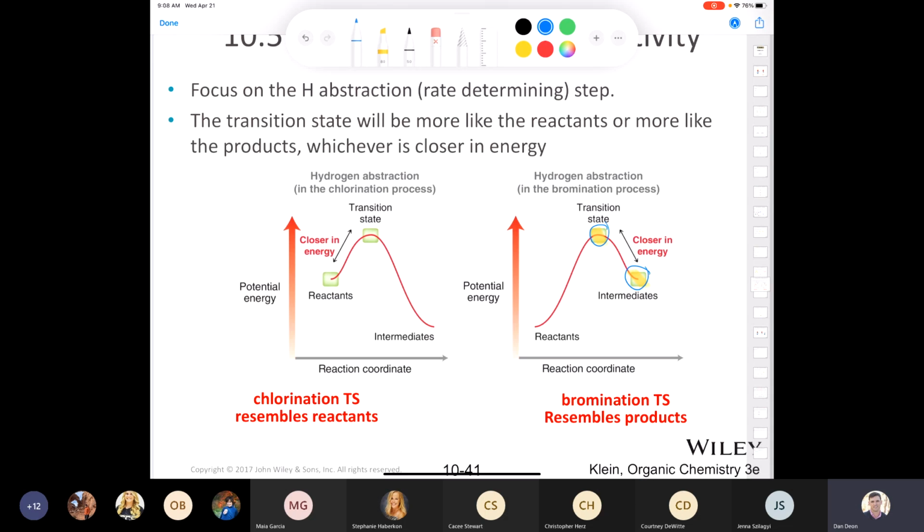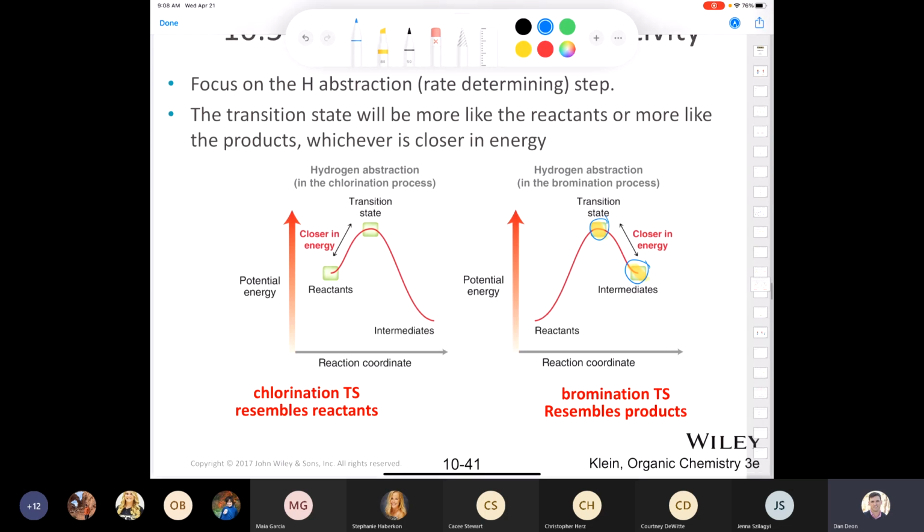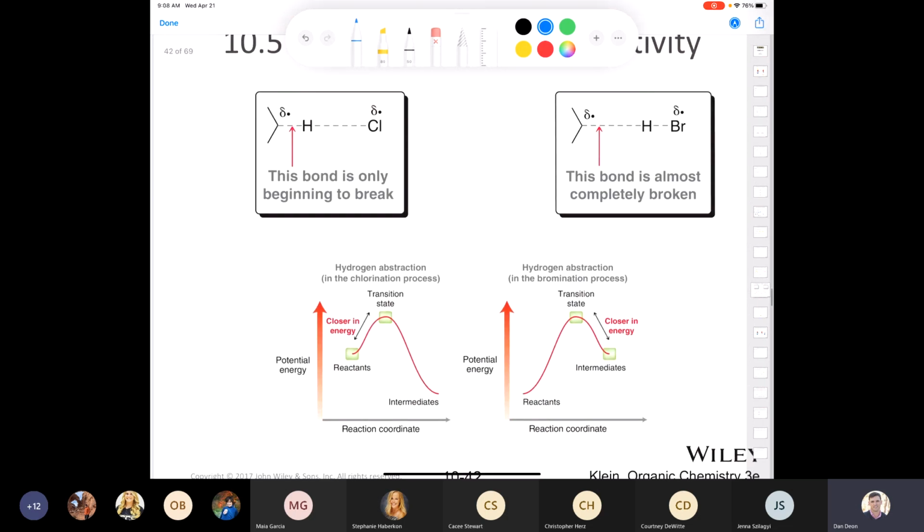The transition state is going to have much more radical character, and the stability of a radical is important. Let me show you another way. If we examine the transition state during halogenation using chlorine, so chlorination, the transition state more closely resembles the reactants, and so the starting material has very little radical character, and so it's not going to be nearly as discriminating as when we have bromination occurring, because now the transition state is going to more closely resemble the intermediate. It's going to be mostly a broken bond, and it's going to have much more radical character.